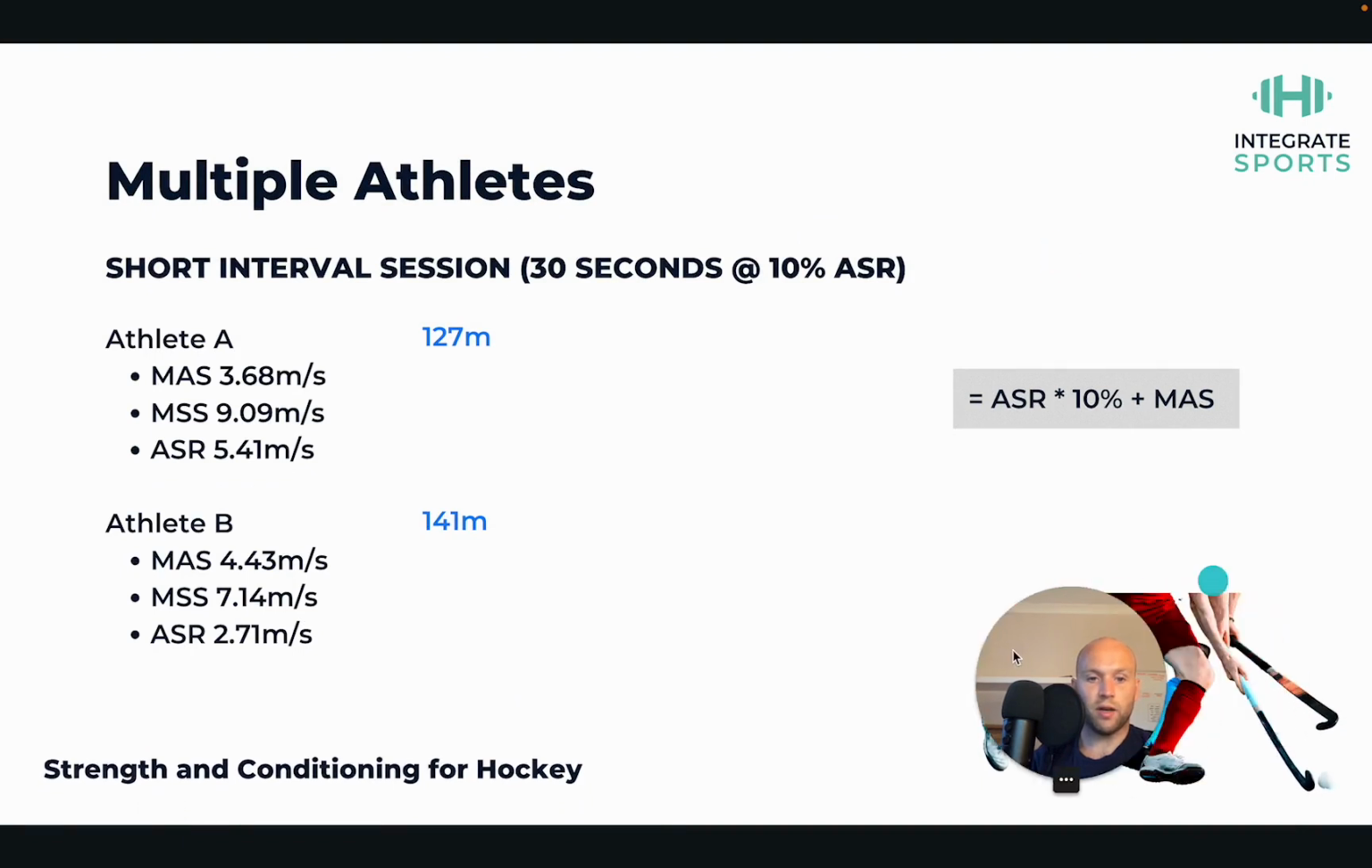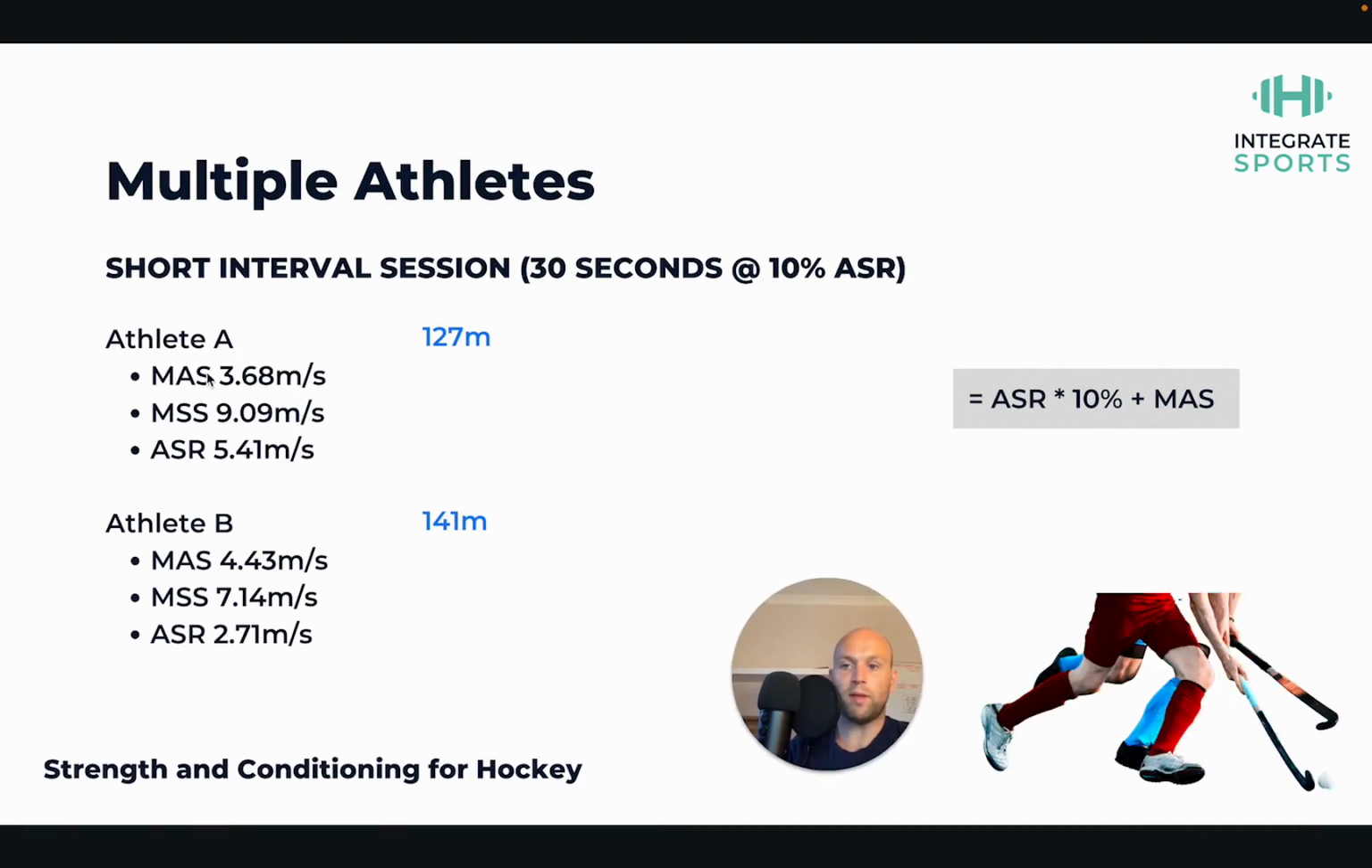But if we look at programming for multiple athletes, I've got 2 athletes here, athlete A and athlete B. We're going to do a 30-second interval session at 10% of the anaerobic speed reserve. Athlete A's scores are listed out here. This is the mass score, that's the max sprint speed score. This one minus this one gives you 5.41. So 5.41 times 10% gives you 0.54. And then we add that to their mass score of 3.68. And then we're going to times that by 30 seconds. You can see the extra level of calculations required. We then get 127 meters.